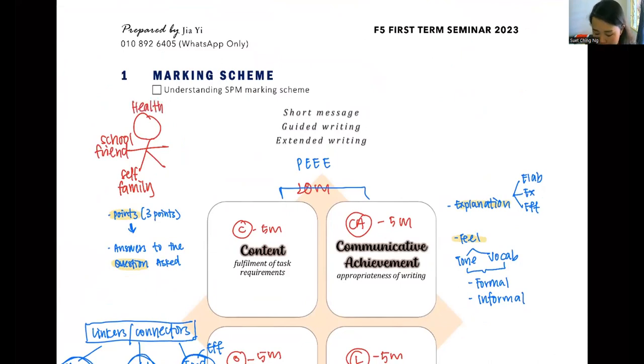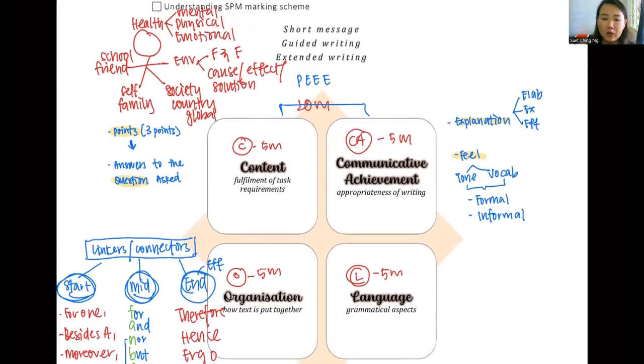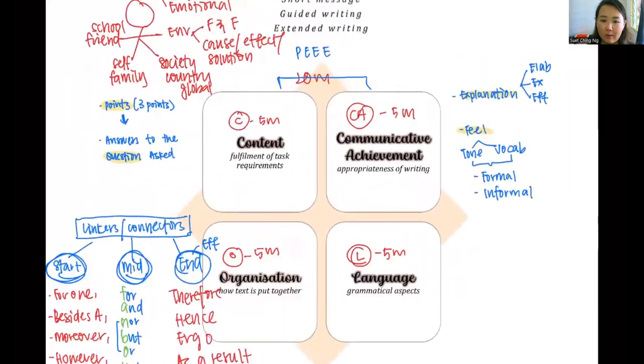Health. You have your MPE. Mental. Physical. Emotional. And then you have your environment, flora and fauna. Some like to talk about cause, effect, and solution with environment. And then you have your society and country. Sometimes global. Okay? This is how I look at it. I'll give you a second to write things down later, so don't worry about it.